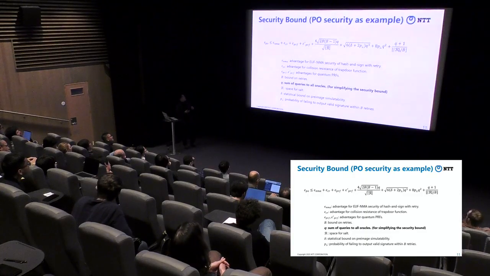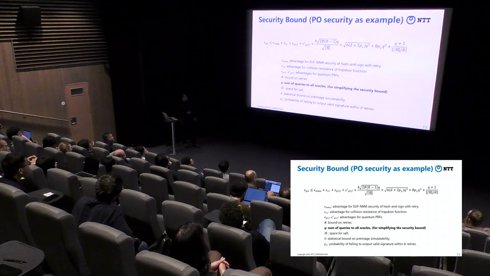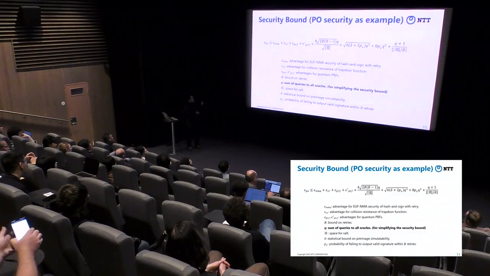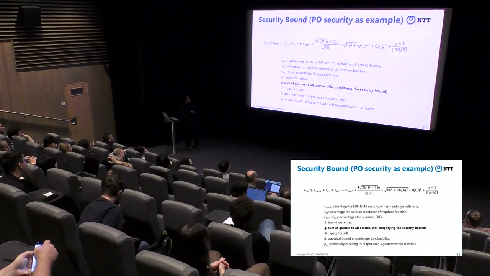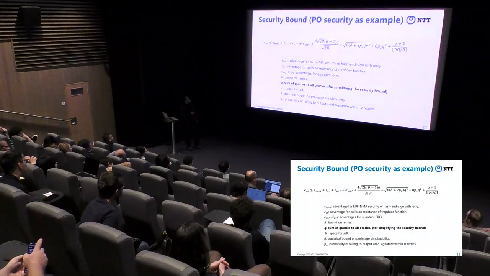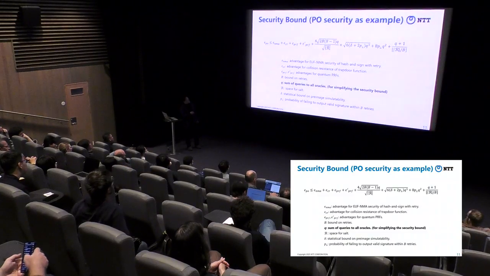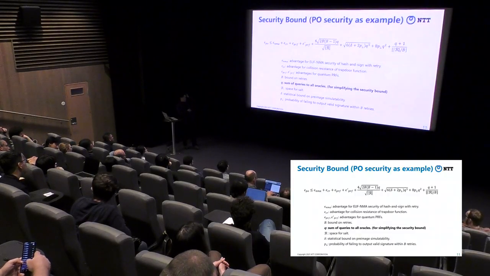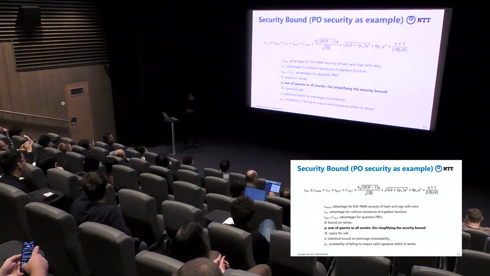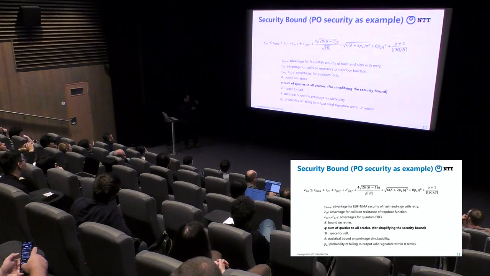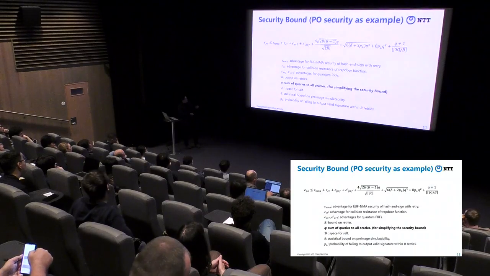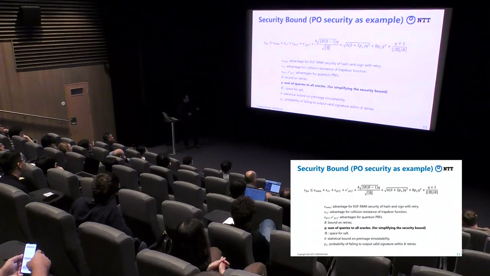This is a security bound we achieved for the PO security as an example. Actually, the original bound is super complicated, so we simplified it. We use the notation Q. This is the sum of all queries to all oracles. And actually, this bound is tight. But however, there are some additive terms due to the usage of QROM techniques. However, we believe that these additive terms can be negligible if we set parameters appropriately. For example, if we have a large salt space, and also we have a negligible probability of failing to output the valid signature.